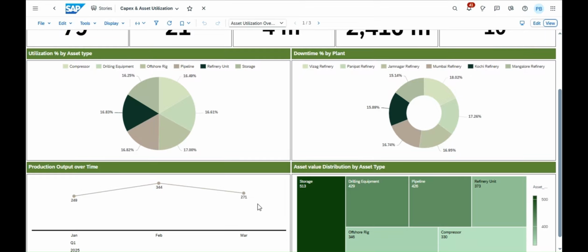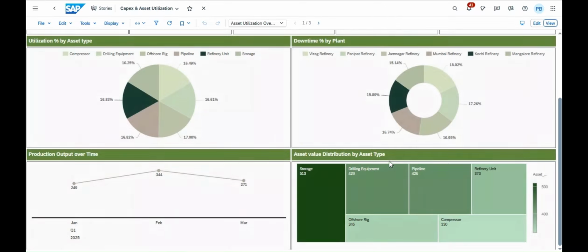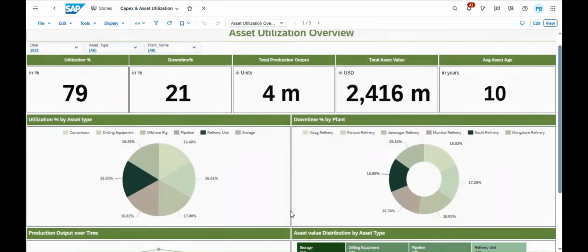fluctuations over time. Moving on, the asset value distribution by asset type tree map provides visibility into capital allocation across different asset categories, such as storage, drilling equipment, pipelines, refinery units, offshore rigs, and compressors. Together, these visualizations provide actionable insights into asset productivity, operational efficiency, and capital allocation.